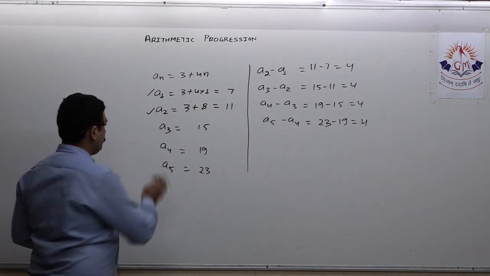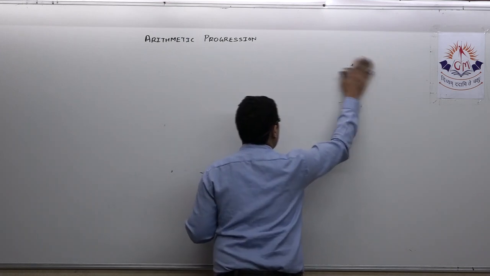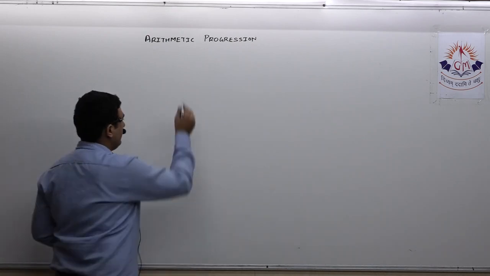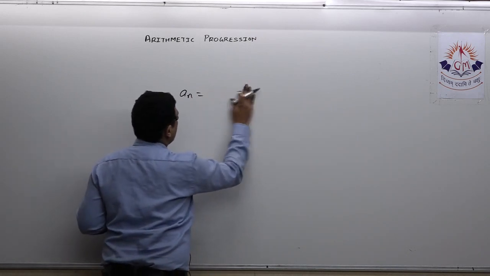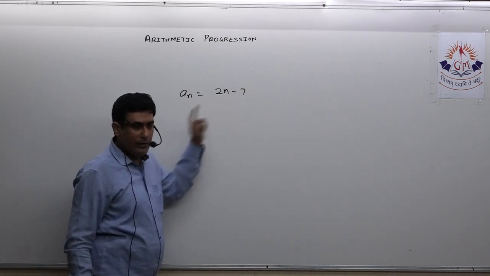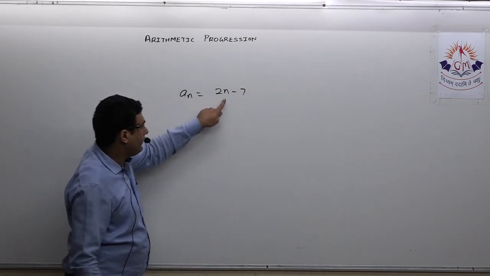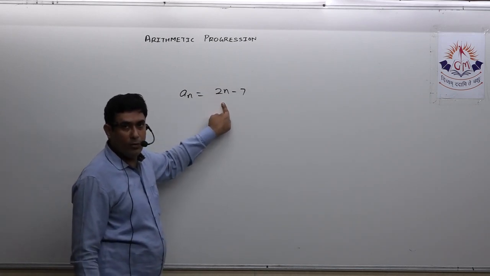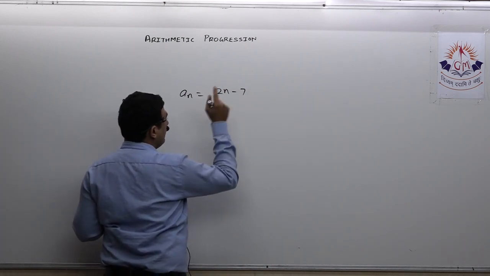Now next, you can remember one thing: whenever you get an expression which is a linear expression in n, then definitely that represents an AP. Suppose you are getting 2n minus 7, it's a linear expression, so it definitely represents an AP. If an is a linear expression, then it's an AP, and the common difference is the coefficient of n. In the previous one the common difference was 4, because it was 3 plus 4n, so the coefficient of n is the common difference.